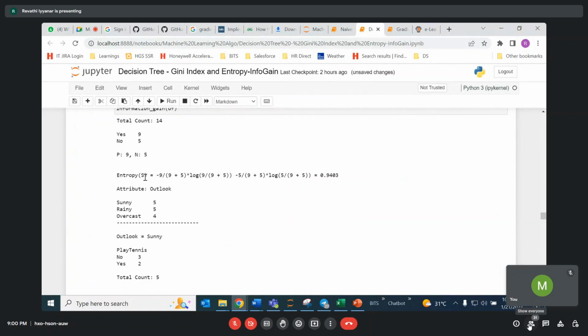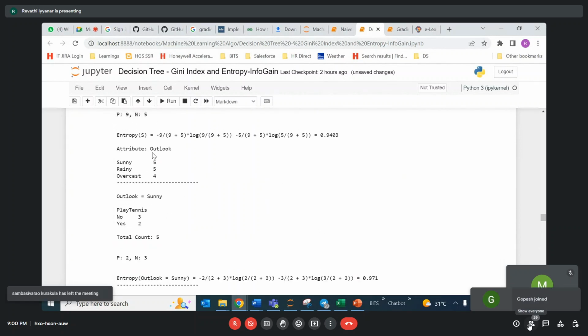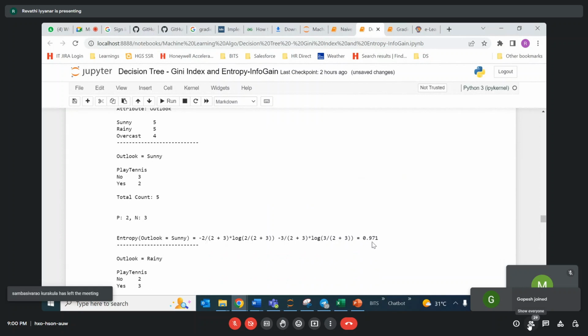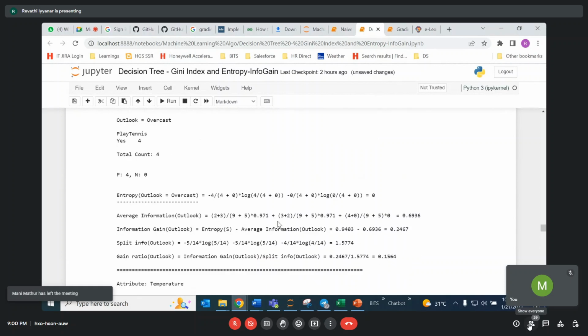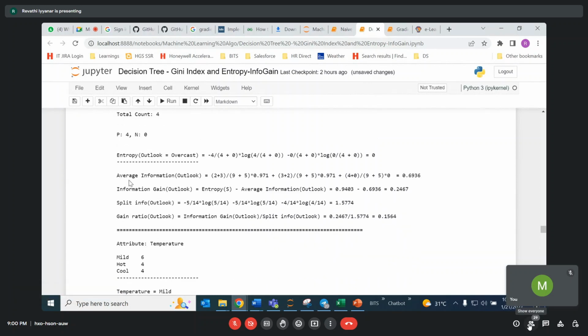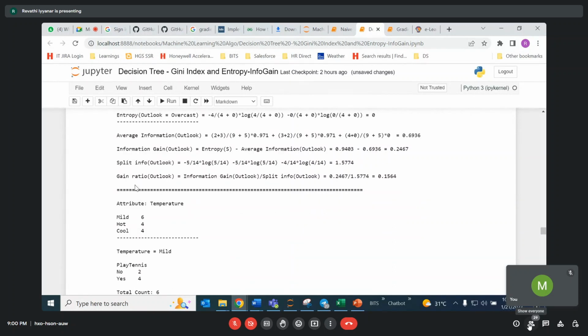Here the entropy of S is found. Then the entropy for outlook equal to sunny, then outlook equal to rainy, and outlook equal to overcast. And here the average information of the outlook. And then the information gain is entropy of S minus the average information, and the split info of outlook.